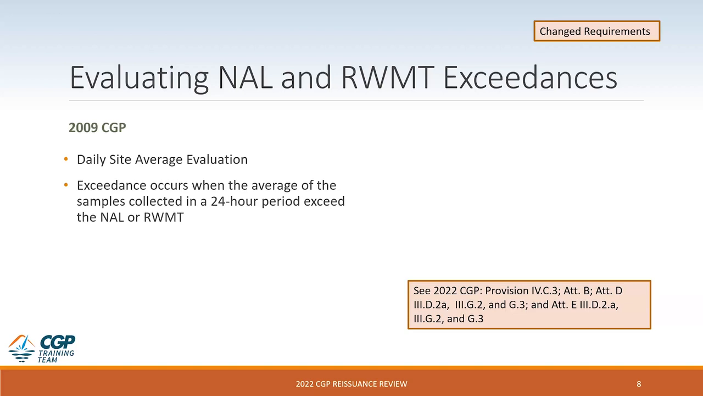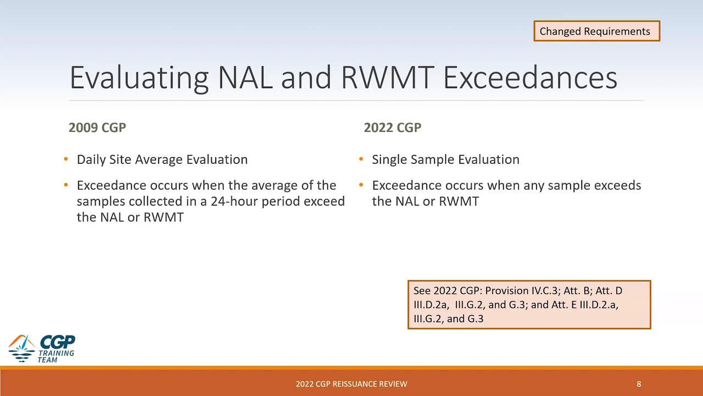Under the 2022 construction general permit, the averaging of the sample results has been eliminated. Now, each sample is compared to the NAL values and the receiving water monitoring triggers, and an exceedance occurs when any one sample exceeds that value. As I noted, this is one of the most significant changes in the 2022 construction general permit and requires careful attention by QSDs, QSPs, and QSP delegates to ensure that data is appropriately evaluated.